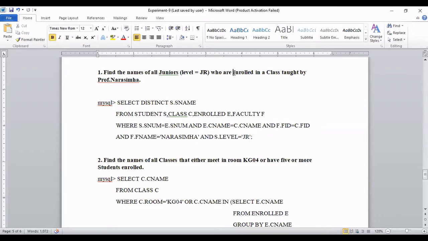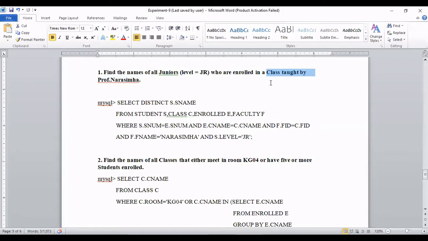Then once we know the student, we will not get the student name from enrolled, we will get the student number. From the student number, again we will do a join operation to find the names of the students. So that's why we need 4 tables. One is the student table to fetch the name of the student, and the condition is level must be junior. One is the faculty table to check where Professor Narasimha is present. Then this faculty table will be equijoined with the class table to know which subject Professor Narasimha is teaching.